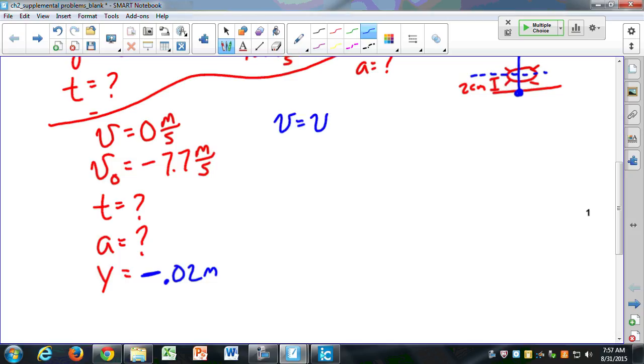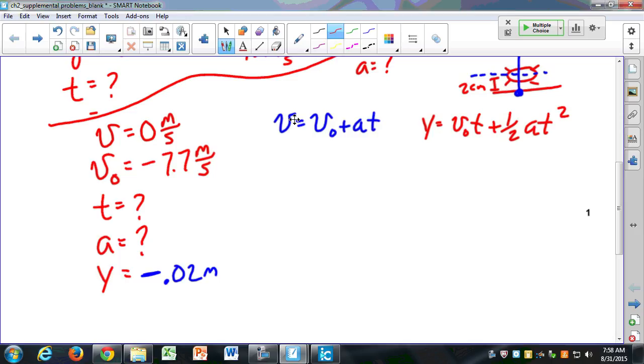V equals V naught plus AT, and y. I'm going to encounter a problem here when I look at these equations. Somebody tell me what my issue is. I don't know acceleration, nor do I know time. And both of those, acceleration and time, are in both equations. So I have two unknowns in two equations. I know everything else. I know V, and I know V naught, and I know Y, but I don't know acceleration and time.